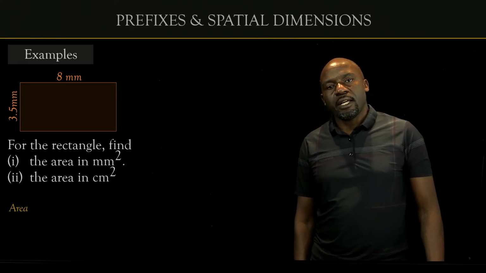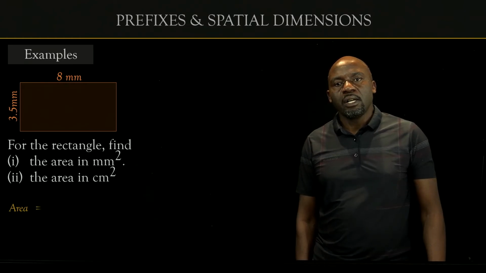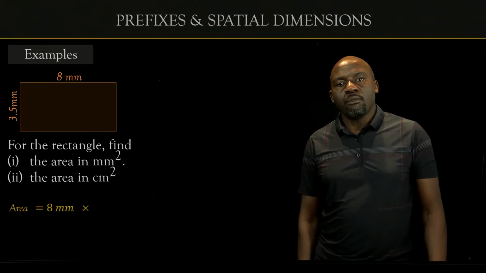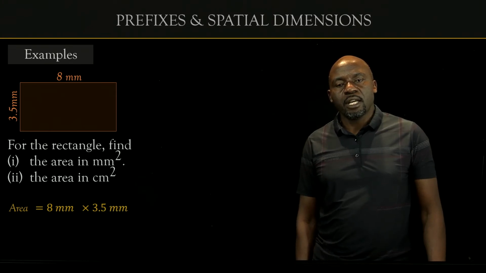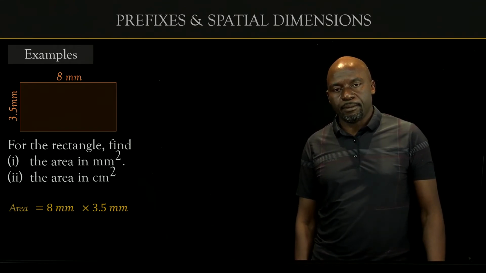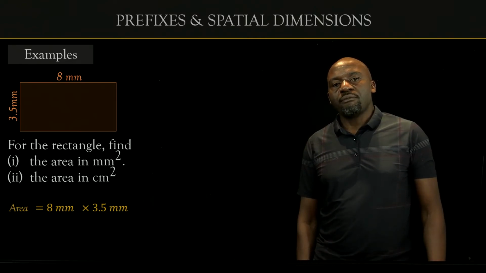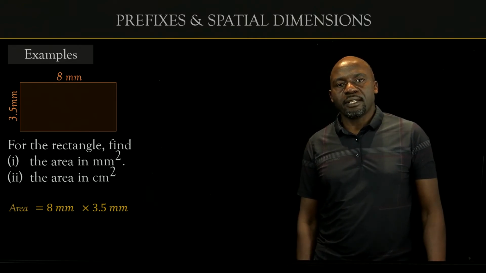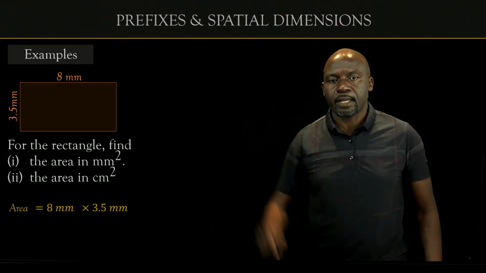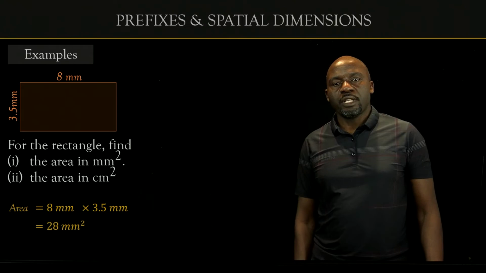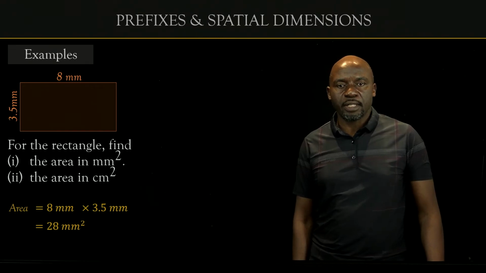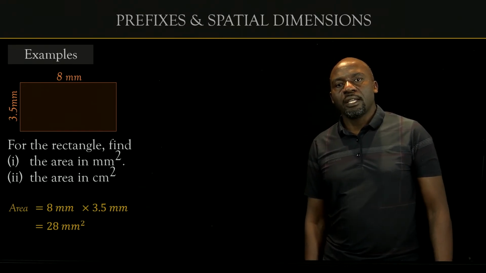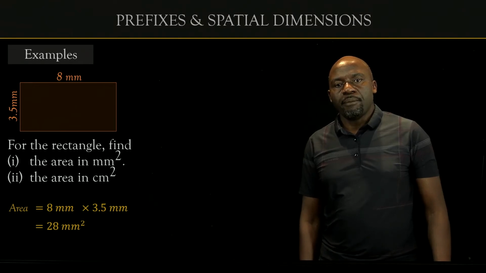So the area is given by length times width for a rectangle. So we are going to say 8 millimeters multiplied by 3.5 millimeters. So we'll multiply the numbers and then we multiply the units. So 8 multiplied by 3.5, I think, is 28. Okay, and then we have millimeters times millimeters is going to be millimeters squared. Just like that there. Okay, so therefore our answer has to be 28 millimeters squared. You can use a calculator if you must, but you really don't need a calculator there. Okay, so that's how we find the area of the rectangle in millimeters.